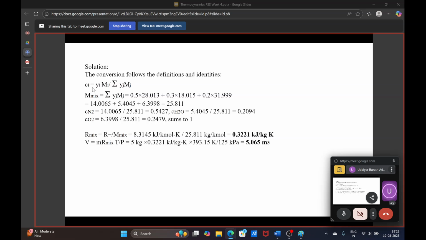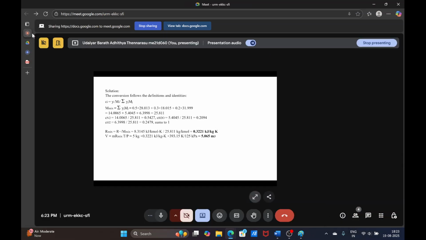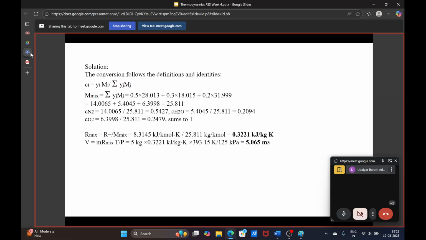So the mass fraction is your mole fraction into molar mass of that component, divided by the summation of the product of mole fraction into molar mass. That gives you the mass fraction. First, the summation of mole fraction into molar mass is the molar mass of the mixture, or the molecular weight of the mixture. For that we know the values.